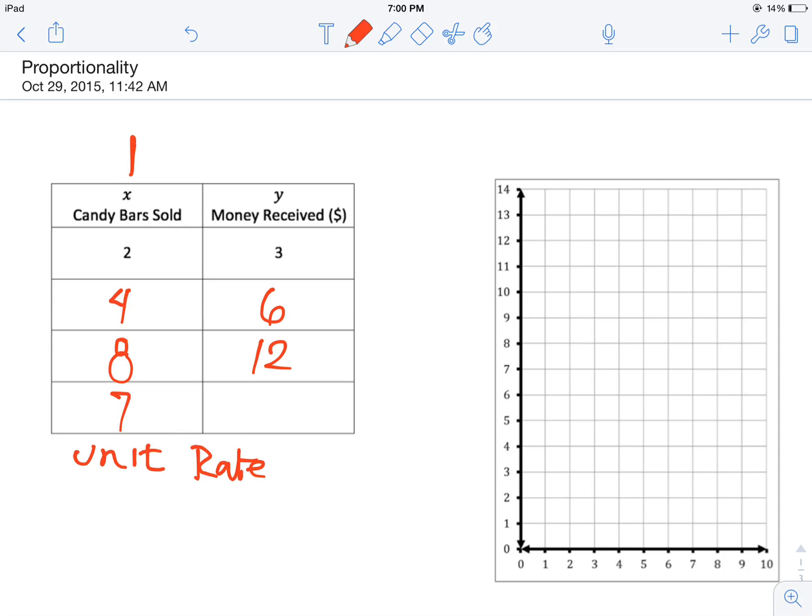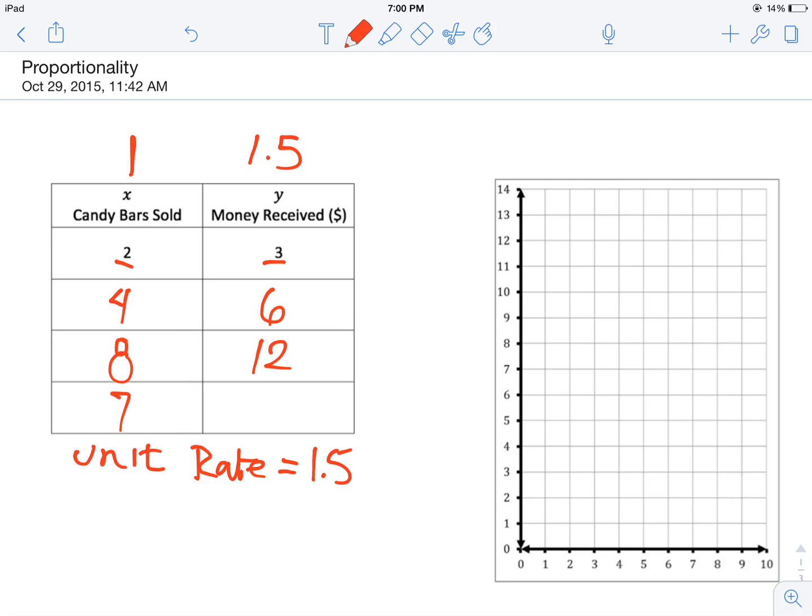So let's just use the simple trick here to take half the candy bars that we know about. If we sold 2 candy bars for $3, 1 candy bar would be $1.50, or 1 5/10. So that is in fact our unit rate. That's one way of finding it. And then with that, if we know the unit rate is 1 5/10, we can use that to find how much money we'd earn for any number of candy bars.